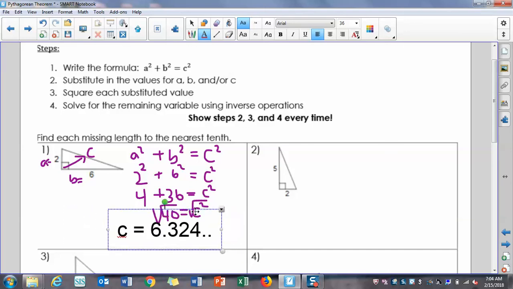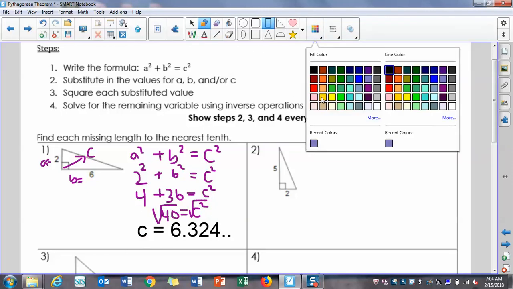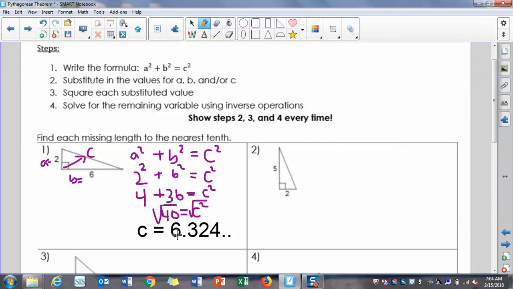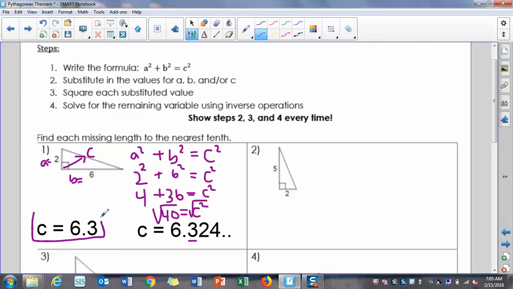Now again, the directions tell me to round this to the nearest tenth. So if I look here, I want to look for just this place value right here. I want to see if that 3 needs to be rounded up or can stay the same. The number next to the 3 is a 2, so that is less than 5, so it's going to stay 6.3. So our answer here is c is equal to 6.3. And again, that is our final answer. So go ahead and use the same strategies here for the rest of the examples on this page.